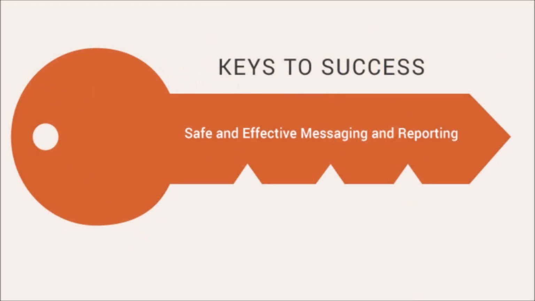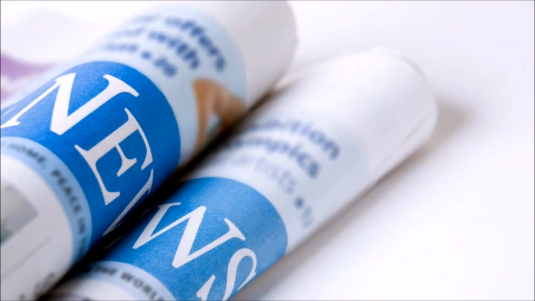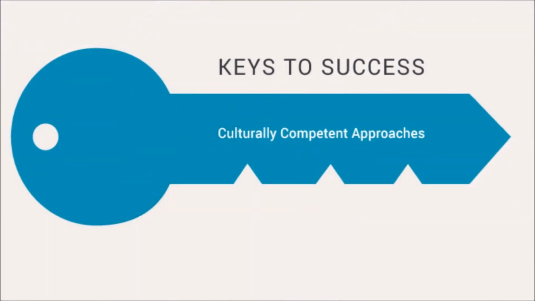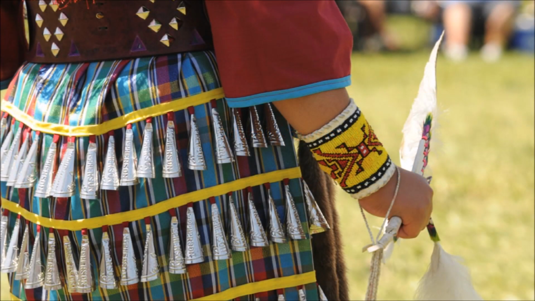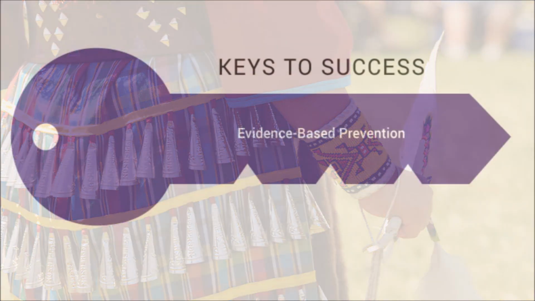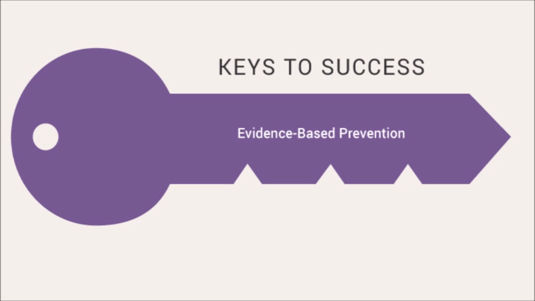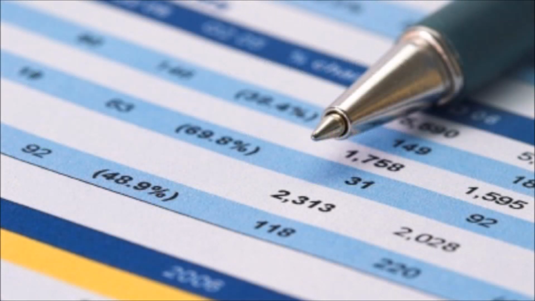Safe and effective messaging and reporting makes a difference in encouraging hope and help-seeking, and promoting the message that suicide is preventable and mental illness is treatable. Suicide prevention efforts are more effective if they're culturally competent, that is, respectful of and responsive to groups' beliefs, practices, traditions, and cultural and linguistic needs and preferences. Practicing evidence-based prevention means using the best available research and data throughout the process of planning and implementing suicide prevention efforts.